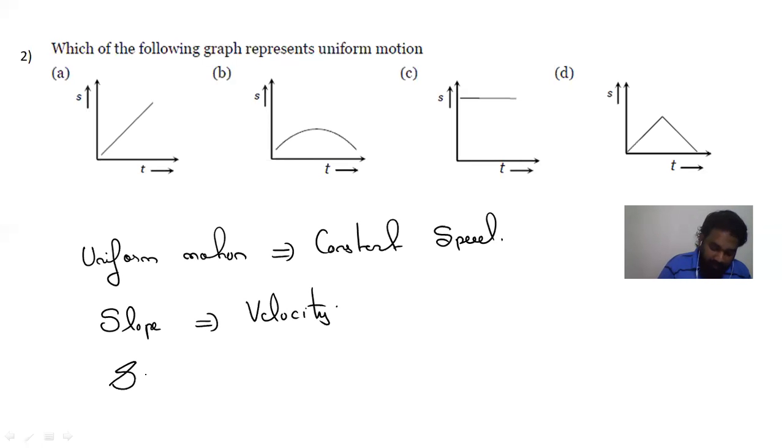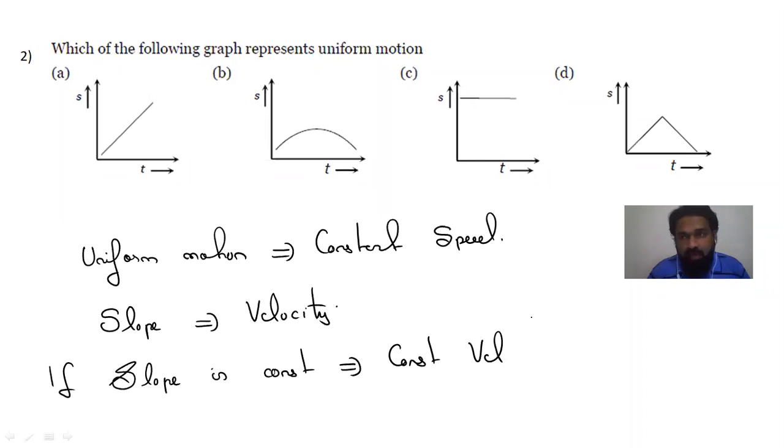So slope is constant. If slope is constant, then that is of constant velocity, we can say. So constant slope means what? Option 1. Subhashri is saying option 1. That is the correct answer. So option A is the correct answer.